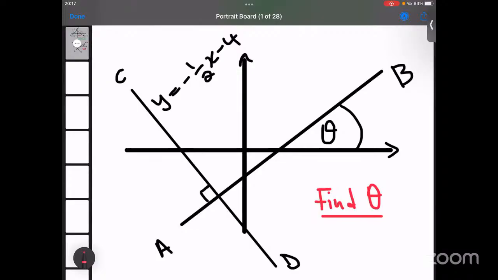Maybe let me ask, do you guys have an idea of where to start in finding that theta, or is it a difficult question? You've got no idea where to start.